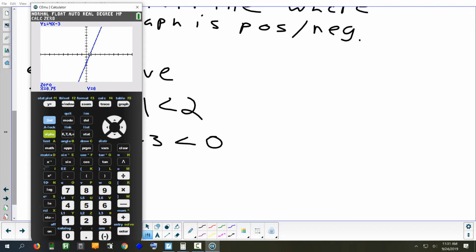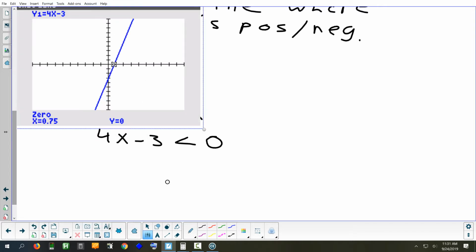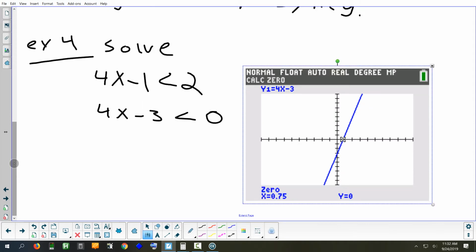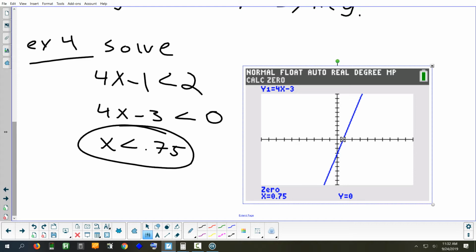So now, we want our inequality to always come out less than 0. So I want to pick values greater than 0.75, which would put me up in the top part, or less than 0.75. Less. So that's the answer. There's a picture too. So x is less than 0.75. Anything less than 0.75 is going to bring you to the left, which is going to put you below the x-axis.